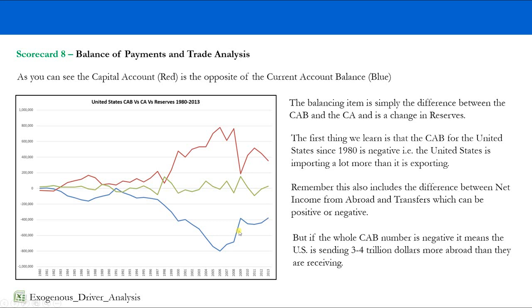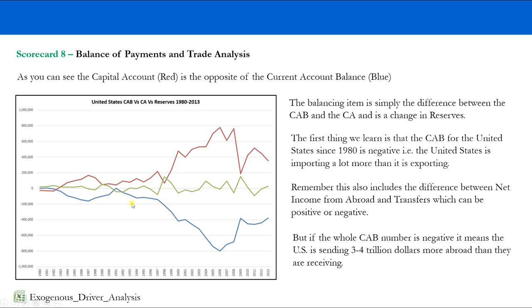And what's supposed to happen in the balance of payments in theory is that the current account balance and the capital account net each other off. That's in theory. Now, the balancing item, which is in green, is basically the recorded difference between the capital account and the current account balance. So in theory, they're supposed to net each other off.